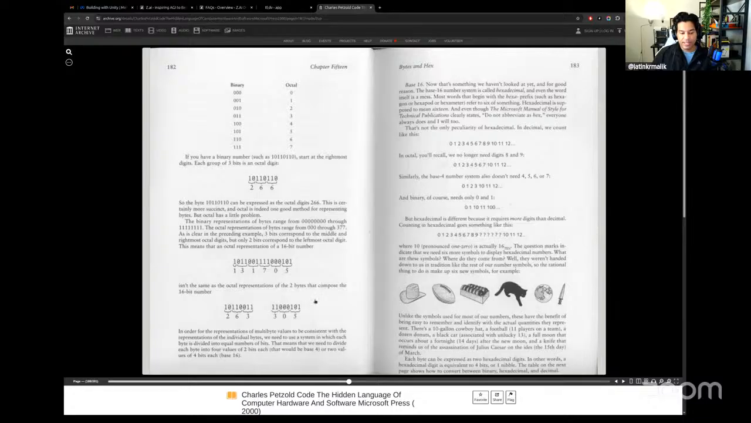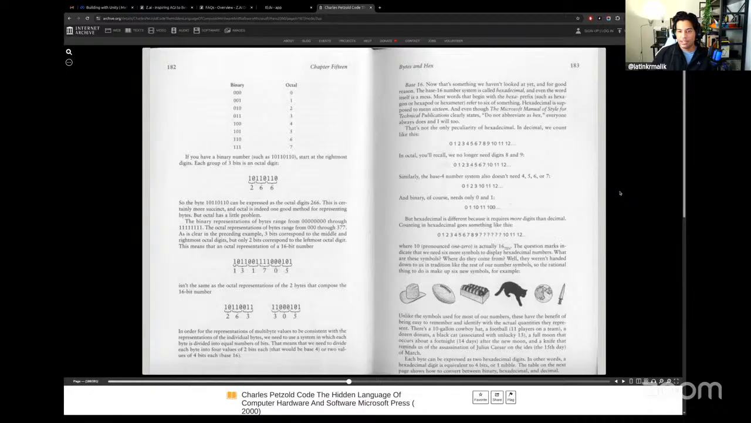In order for the representation of a multi-byte value to be consistent with the representation of individual bytes, we need to use a system in which each byte is divided into an equal number of bits. That means we need to divide each byte into 4 values of 2 bits each, and that would be base 4. Or 2 values of 4 bits each, and that becomes base 16. So base 16, now that is something we haven't looked at yet, and for a good reason.